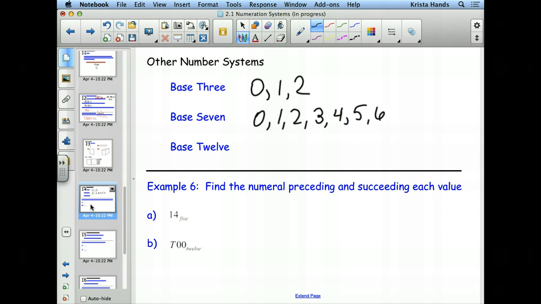Base 12 is a little different, because what's different about 12 than about the 7 and the 3? I got to go past the digits that I have, right? It's actually more than my base 10. I have more numerals. So I should still have 12 numerals, right? But if I write the numbers from 0 to 9, that gives me the first 10. So that's where we're going to start. We're going to go from 0 to 9.